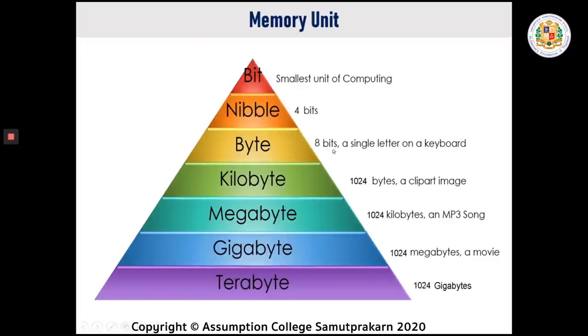And byte, 1 byte is equivalent to 8 bits. So in your computer, a single letter on your keyboard is composed of 8 bits. So when you type A, B, C, 3 letters, 8 bits each, how many bits did you use? 24 bits. Okay. And then the next unit is from byte to kilobytes.